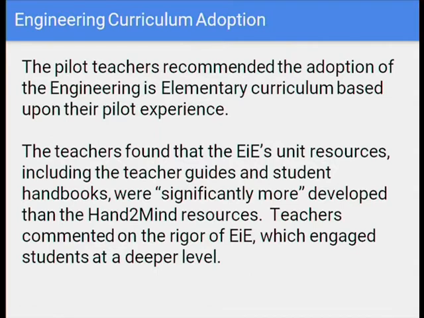Here are some other comments from pilot teachers. Overall, they recommended the adoption of the Engineering is Elementary curriculum based upon their experience. In addition to finding the resources extremely useful and the engagement level high, they also liked the student-friendly rubrics that were provided. This really helped students as they went through their redesign process, which built on their previous results, really supporting that iterative design process. The materials also built better background knowledge of their students, which helped them engage in the design process as well.